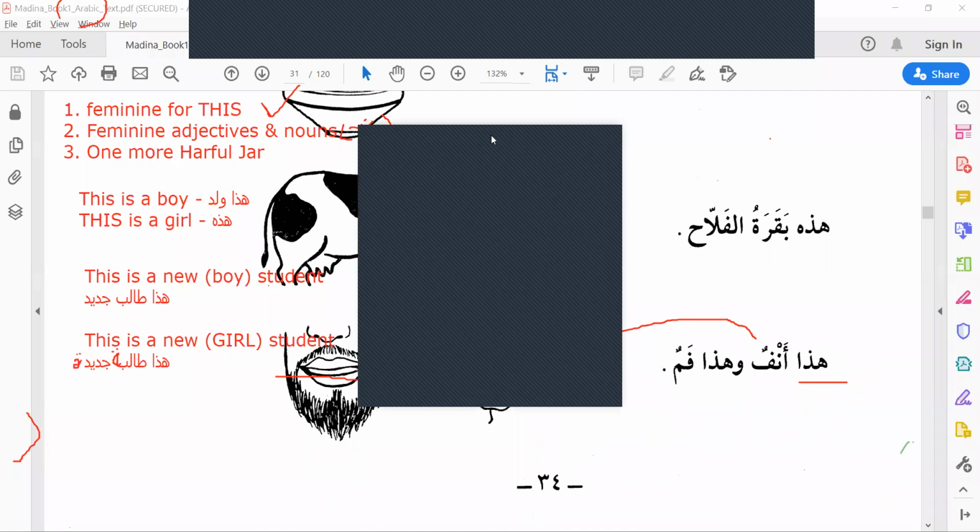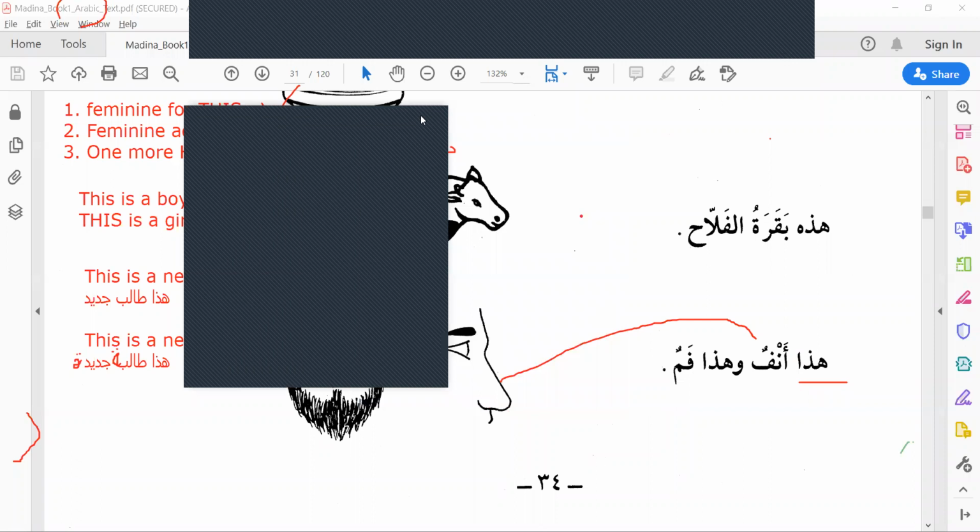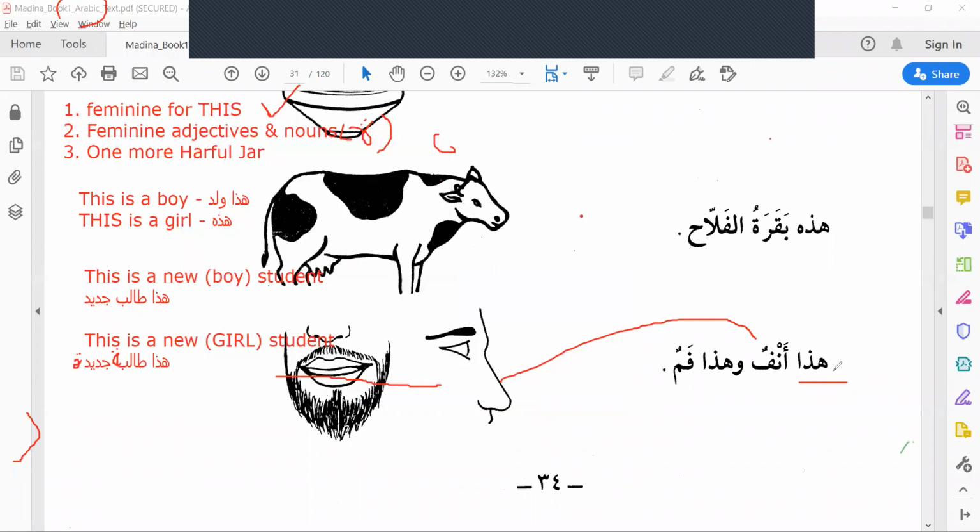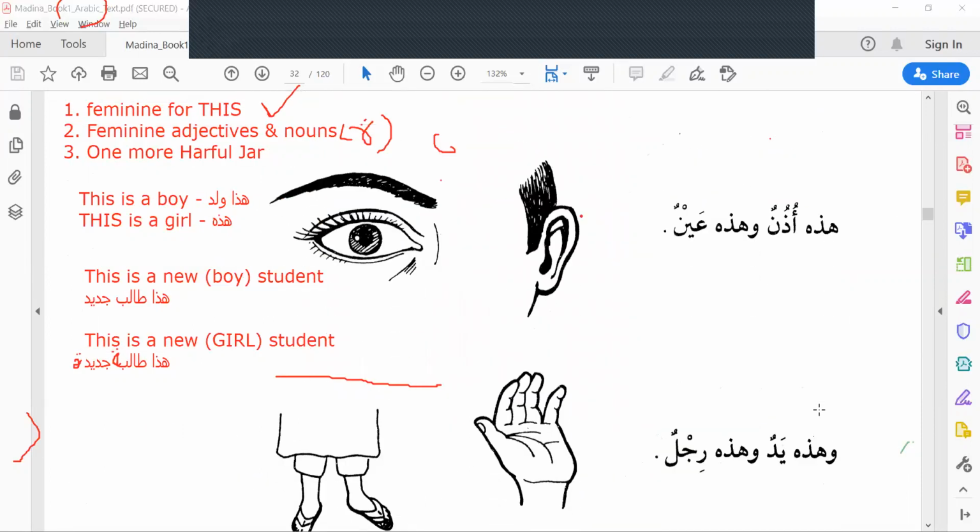Fingers: dhufrun, also feminine. So whatever is single is masculine, and pairs we use as feminine. Hada anfun. This is a nose. Wahada famun. And this is a mouth. Okay. Comes to a feminine part.